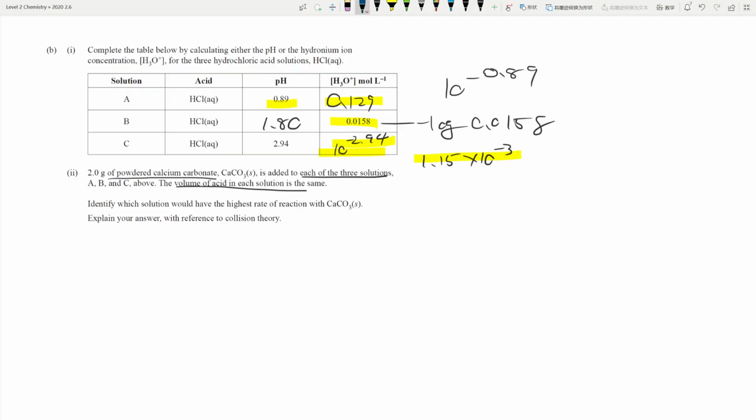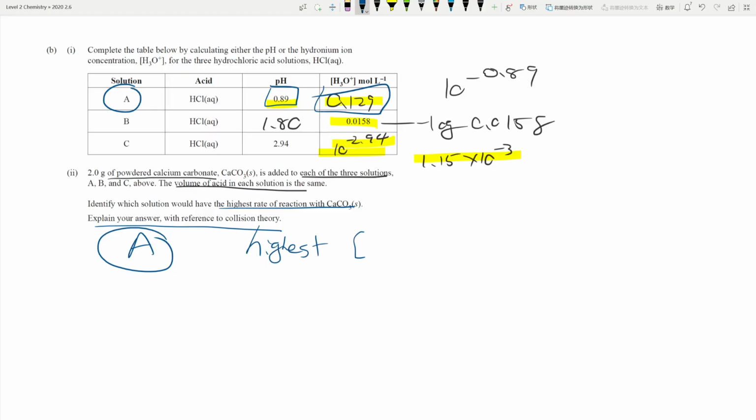Identify which solution has the highest rate of reaction with the calcium carbonate. Explain your answer with reference to collision theory. So it's obviously solution A. Why? Because it has the lowest pH, which means it has the highest concentration of H3O+. What does that mean? Because a highest concentration, therefore there are more H3O+ particles. Oops, I don't need the concentration there because more particles already means that.